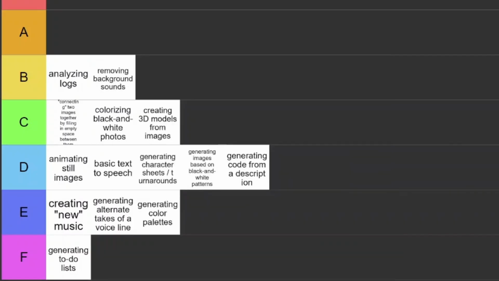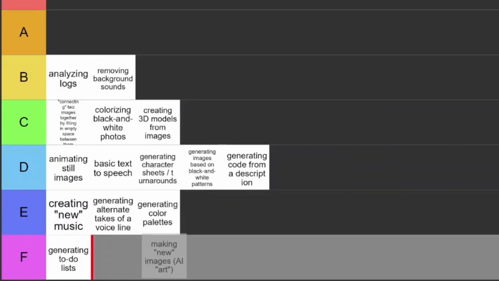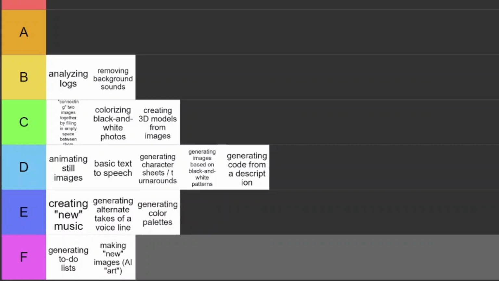Making new images with AI. That one's going in between E and F. I think F. Yeah, F is pretty fair. I mean, we all hate AI.